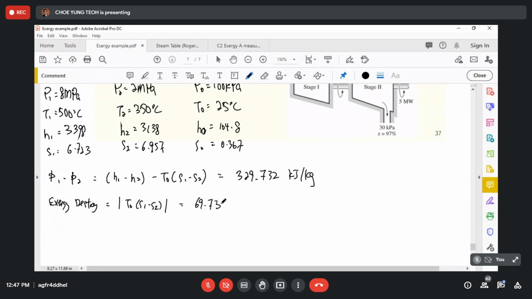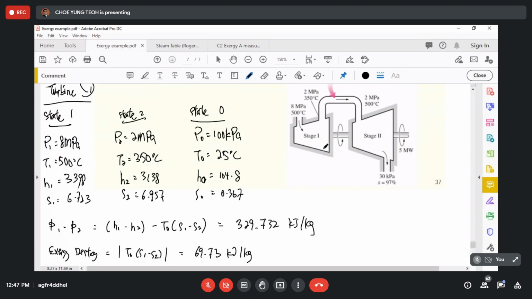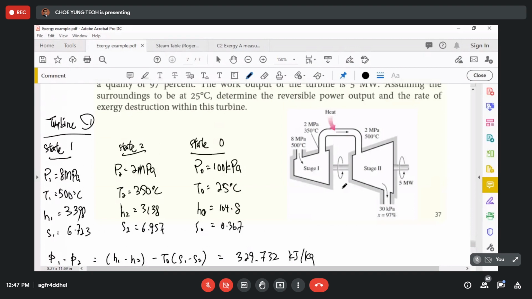Okay, so this is all about state one. I cannot find the mass flow rate first because I do not know the output at state one. I only have the total output. So in other words, I have to find the overall reversible power. Then I can get the mass flow rate. Now we go to state two. Sorry, turbine two.